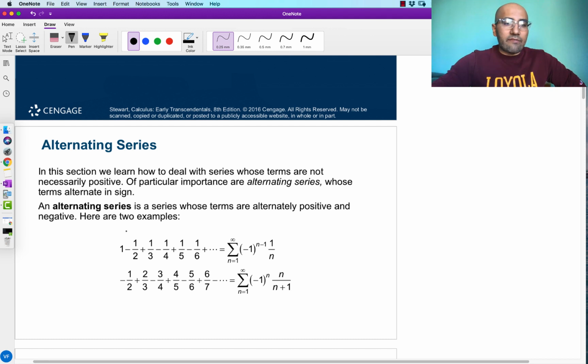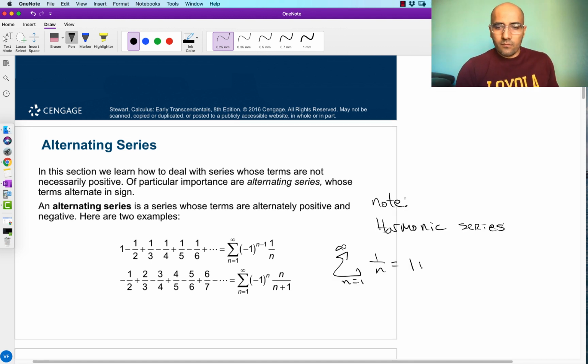This one has a very famous name. This is a harmonic series, right? Harmonic is the one where they're all positive: 1, 1/2, 1/3, 1/4, going down. So a harmonic series is the series 1 over n, as n goes from 1 to infinity. So they're all positive. So 1, then a half, then a third, then a fourth, then a fifth, and so on and so forth.